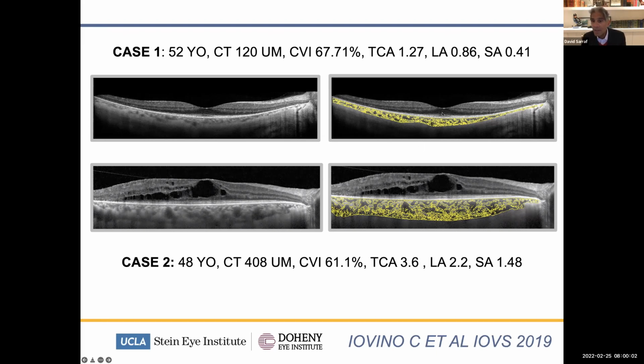indicating that perhaps the choroid was driving fluid into the retina in these patients with RP. You can tell that this patient has a rod cone dystrophy because note the ellipsoid is all gone here outside the center of the macula.